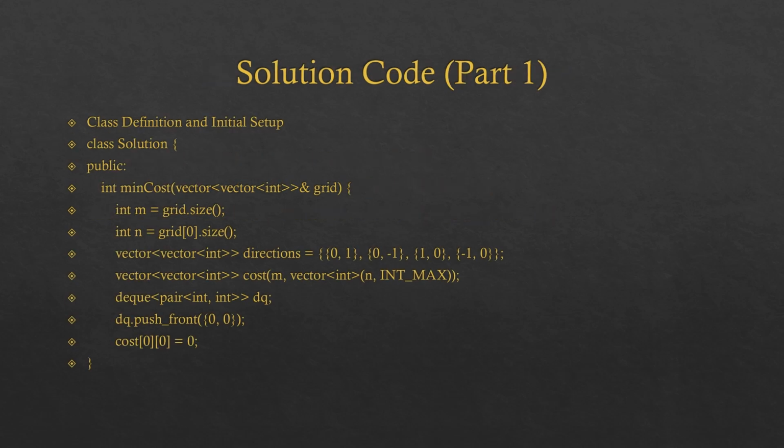In the first part of the code, we initialize the grid's dimensions and the directions array. We also set up a 2D array to store the minimum cost for each cell. The deque is initialized with the top left cell, and we start with a cost of 0 for that cell.